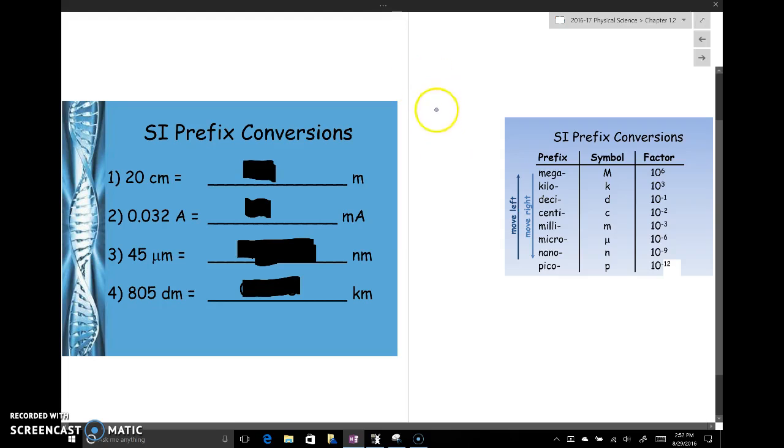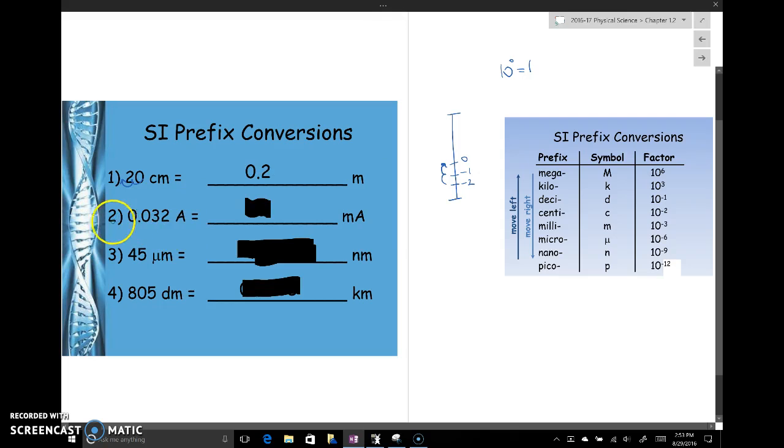And let's set up our number line. So we're going from times 10 to the negative 2, negative 1, 0, and we want to go to meter. That's times 10 to the 0, because 10 to the 0 equals 1, meaning we're not changing the unit at all. So we're going to move 2 places. If we're moving 2 places to the left, there we go, we get 0.2 meters.